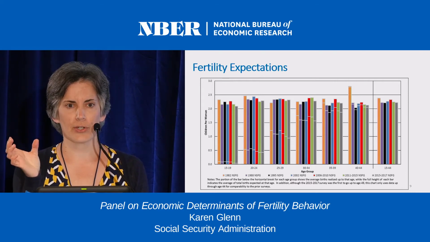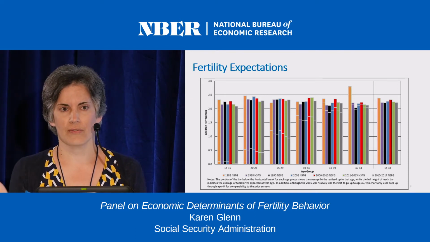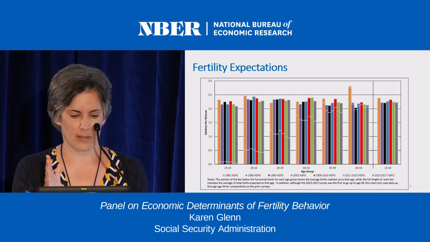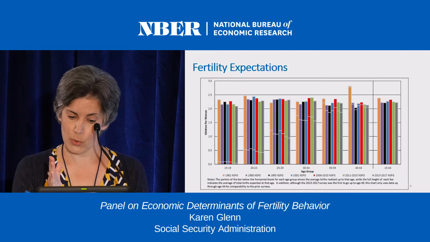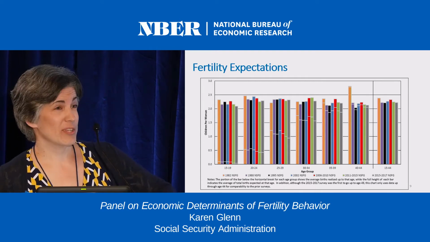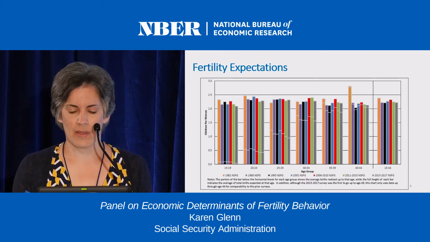The different colors are various surveys. These are all the National Survey of Family Growth. The orange is the earliest one we've got, which was 1982. Going out to the most recent, the purplish, grayish on the end, is 2015 to 17.